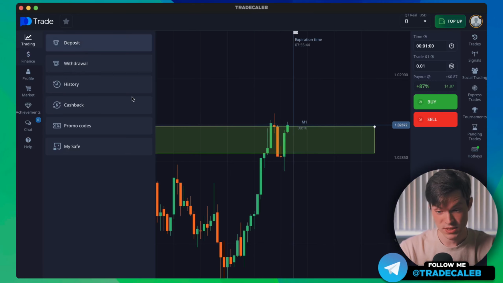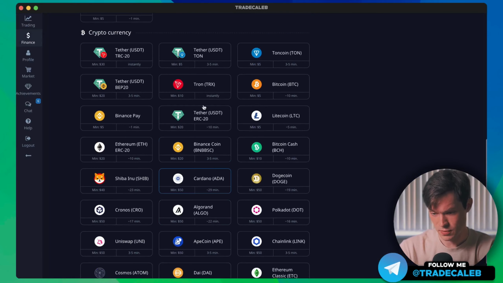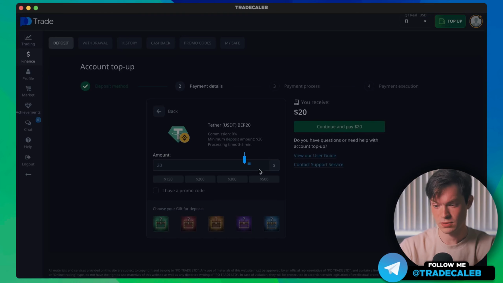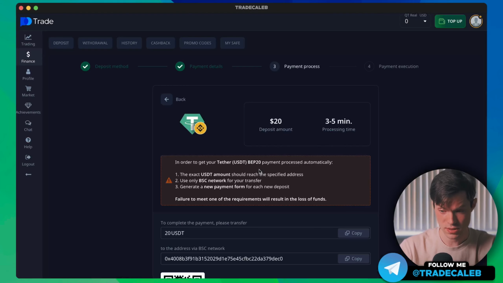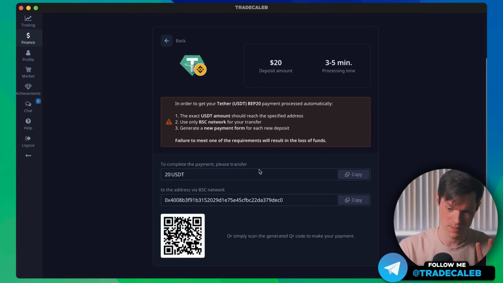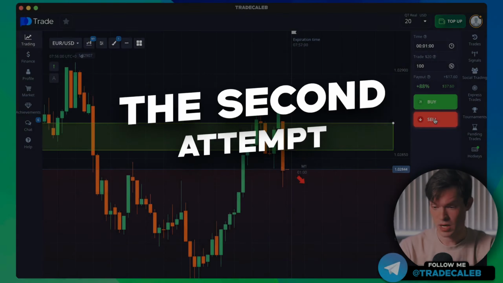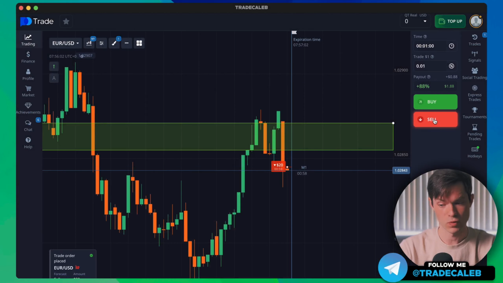Alright, I'm ready to replenish the balance again, so let's choose some cryptocurrency, let's say USDT in the network BEP20, for example, 20. I will quickly pay an order and I will come back to you in 5 minutes. Our balance has 100 in 5 seconds. I open a new trade, again for the full amount.